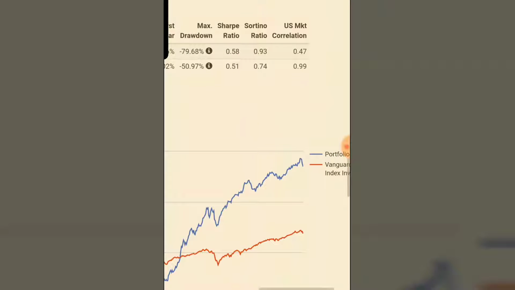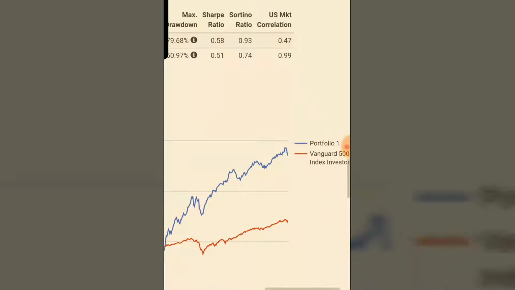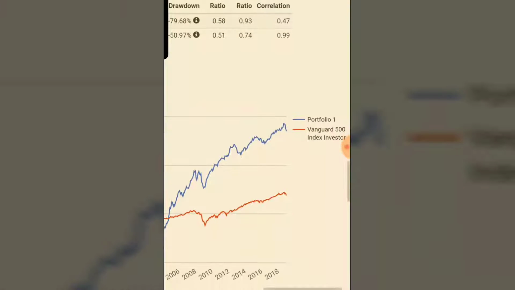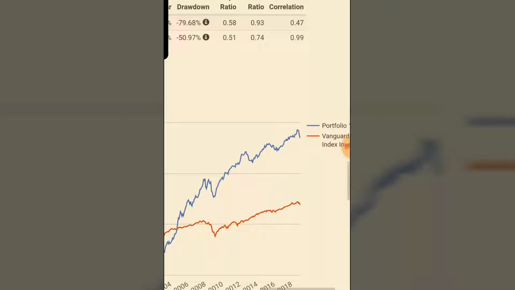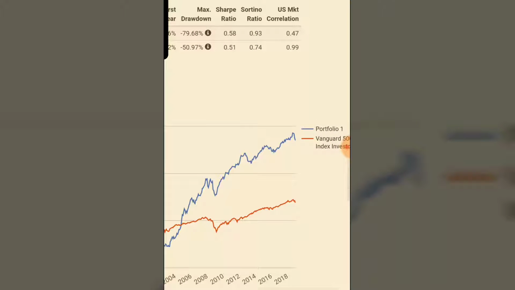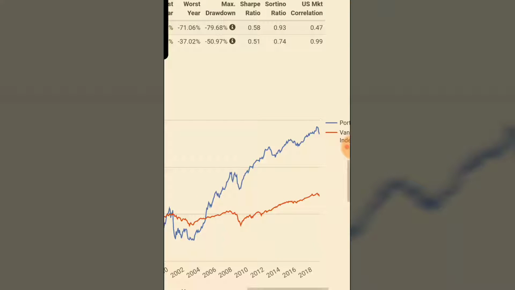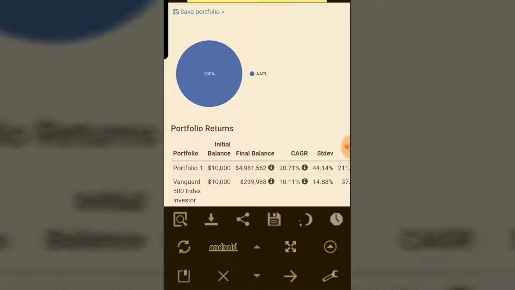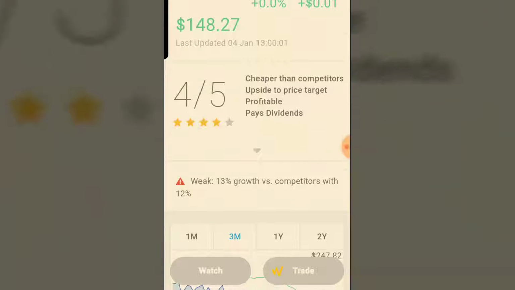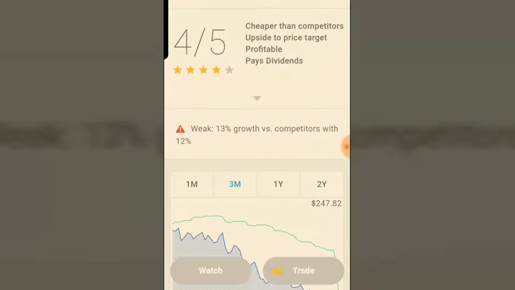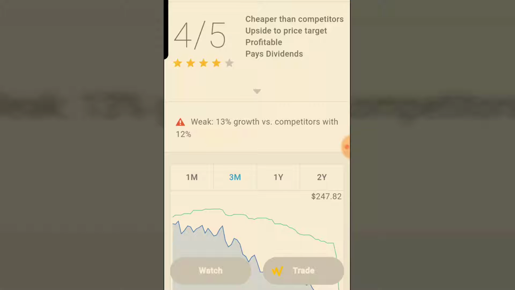So generally, the Apple stock is about 50% correlated with the S&P 500. So it follows the S&P 500 about 50% of the time, I should say.